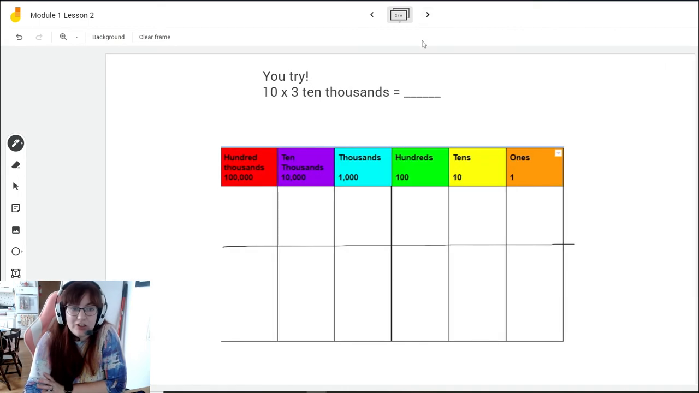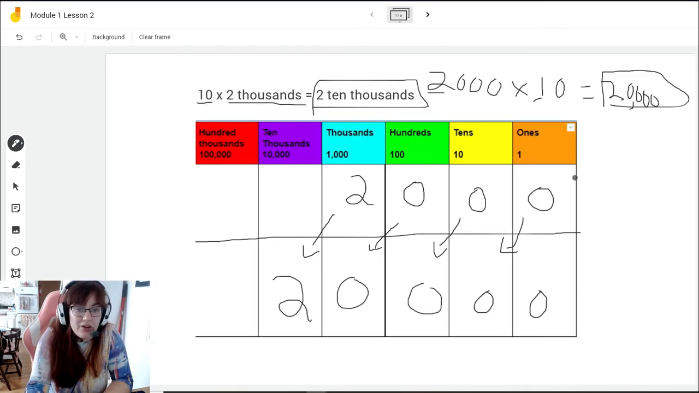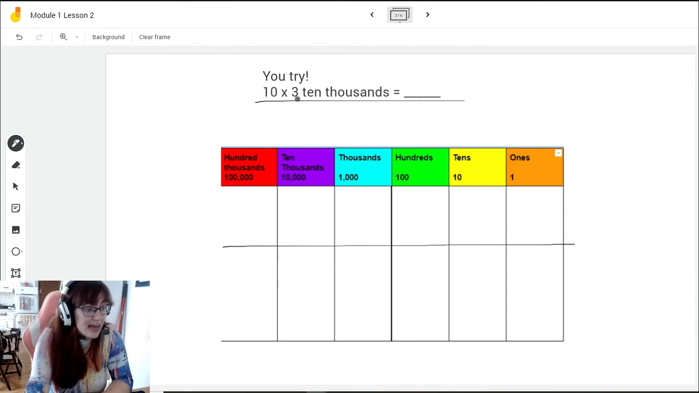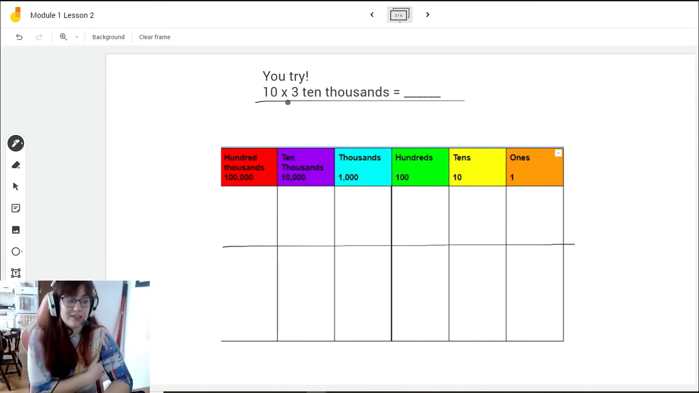So 4th grade, what I would like you to try is you should now open up this Jamboard if you don't already have it open. You could pause this video, open up this Jamboard, and try to solve this problem on your own, just like Mrs. O'Mara solved this problem right here. The only difference is that you have 3 10,000s, so think about what place value you should put your 3 in, and then if you multiply it by 10, what is your new number going to be? So please pause the video, get your Jamboard open, and solve this.